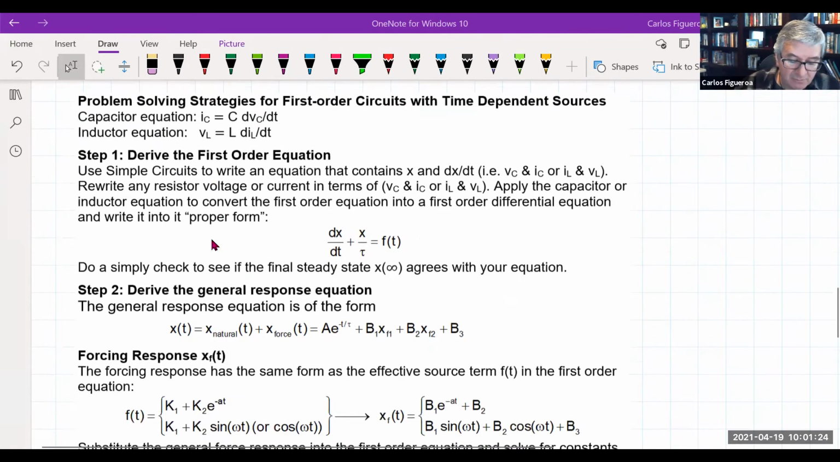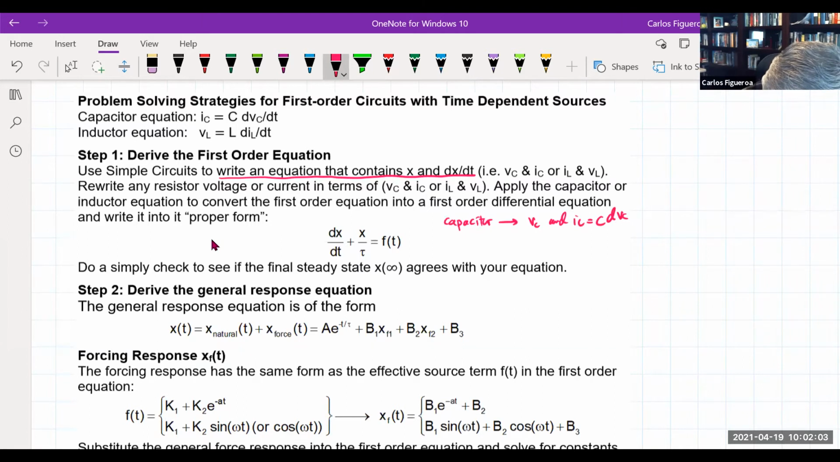Okay, so the first thing I'm going to do is derive the first order equation. And so simply what you got to do here is connect, depends on what you're talking about. So what I'm really talking about right here, look at that, I have to write an equation that contains x and dx dt. So if I have a capacitor equation, I need an equation that contains Vc and Ic, which is of course C dV dt.